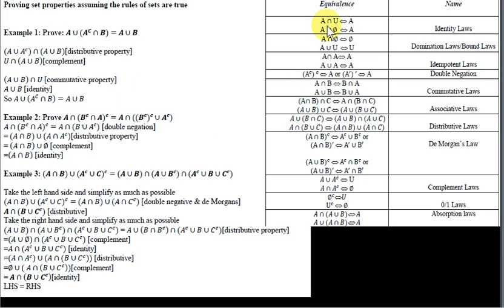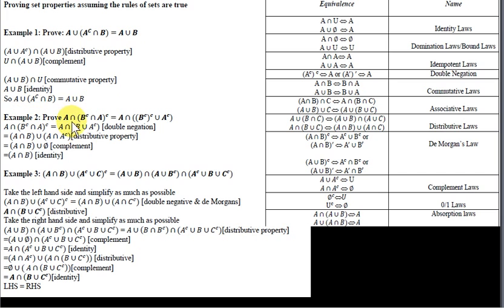We use the identity law to show that if we intersect any set with the universal set, we just get that set. And that makes sense. I explained that in the previous video. So we end up showing A union B intersecting U is equal to A union B. So we've proven this property.